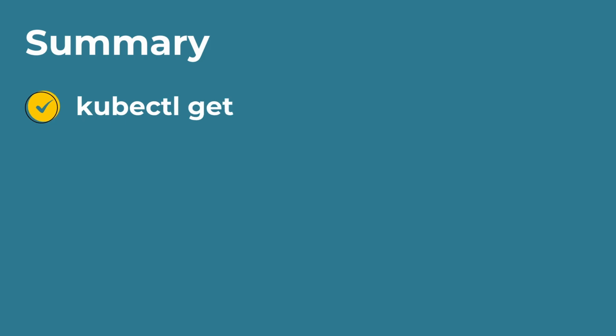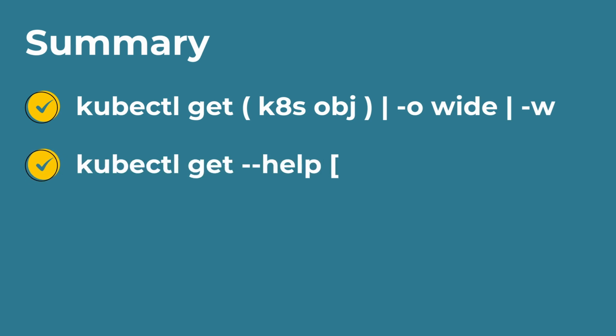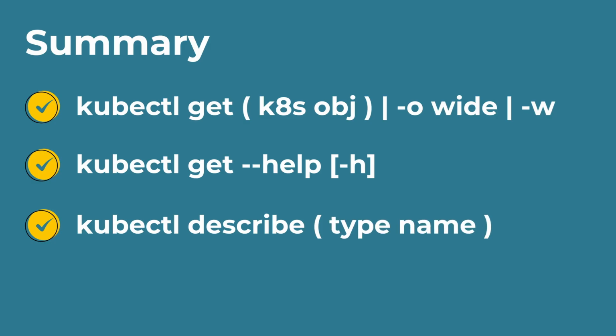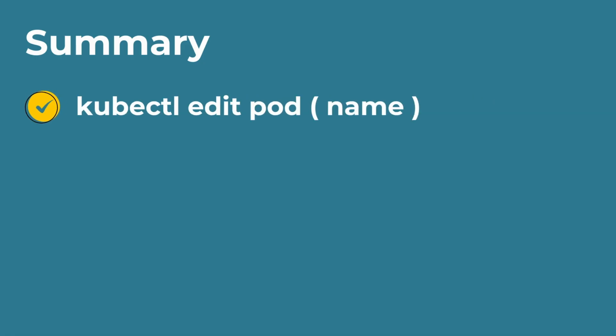Let's summarize. First we saw the get command, kubectl get nodes, get pod. Then we also saw -o wide that gives more details. We then saw -w, which means a watch command. Then we saw the help command, get --help or -h. Then the kubectl describe command, where we got more details about the pod. We can apply the same for other objects as well. Then we saw the kubectl logs command, which gave us more details about what is going on inside the pod. Then we saw the kubectl edit command, edit pod name, which helped us edit the pod on the fly, basically edit the YAML file and make whatever changes are needed.